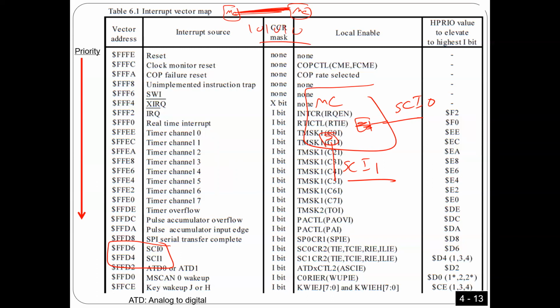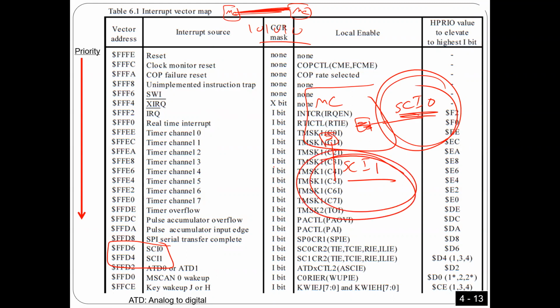By the way, SCI0, how do you use it? You are using it in order to enable your computer to communicate with the board. This is how the computer can communicate with the board using serial communication 0. Today, I'm going to explain how you can do serial communication 1. Is that okay?